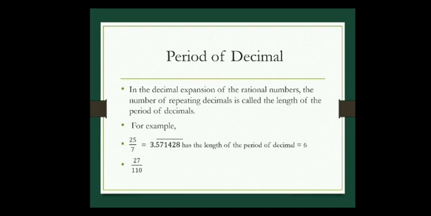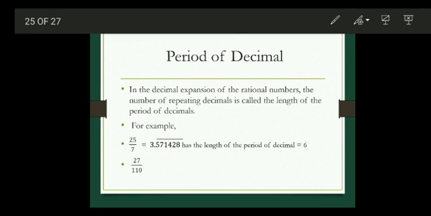So 25 by 7 can be written as 3.571428 571428 571428. So it will be repeating, and we write a dash over 571428. So the length of the period of the decimal is 6. The period of this decimal is 6.